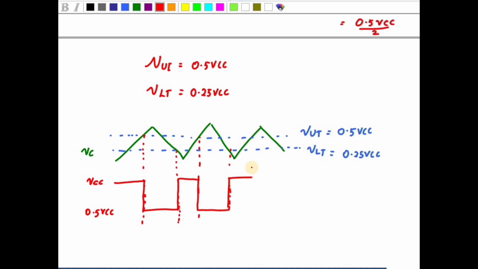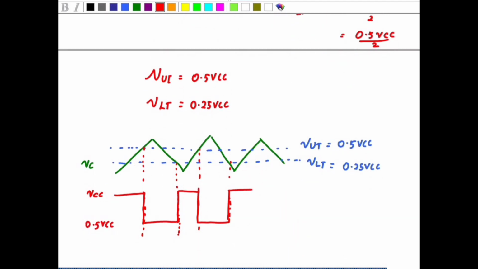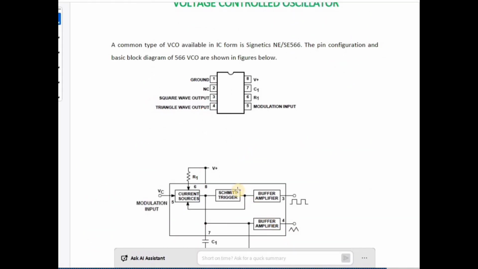So this is how I will get the square wave, right? If you see the diagram, here the fifth pin and sixth pin are connected to a capacitor, through the capacitor.